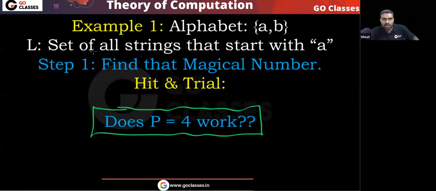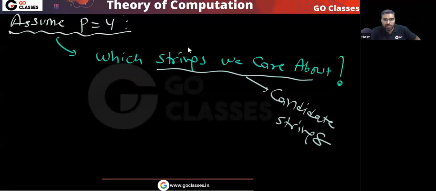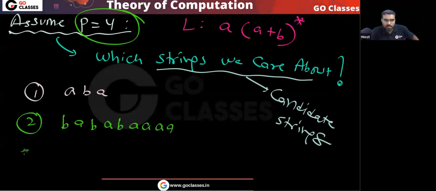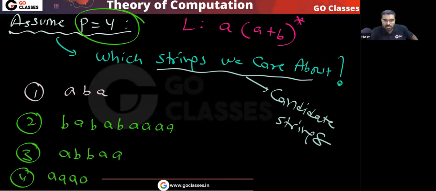For example, this is your language. Remember, your language is starting with A. So tell me, is this a candidate string? If you assume P equal to 4, is this a candidate string? Which of them is a candidate string? Tell me.